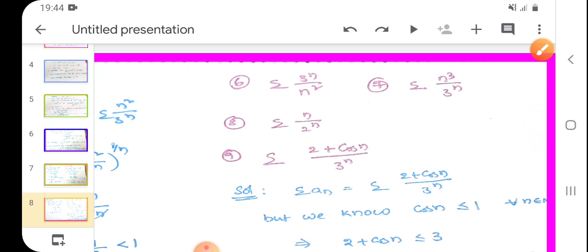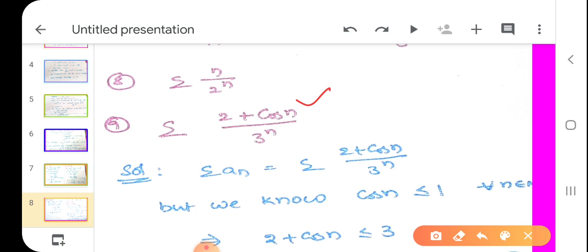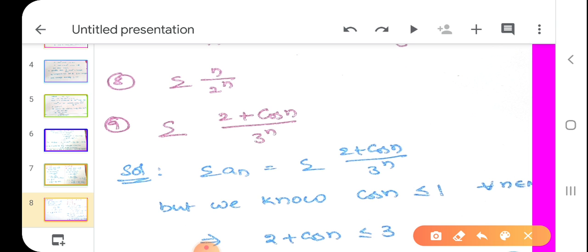Next, now see, what is the series here? Summation of (2 plus cos n) by 3^n. In a previous video we already did a problem with cos squared. What is the value of cos in trigonometry? The value of cos x always lies between -1 and 1: minus 1 less than or equal to cos x less than or equal to 1. Already we know this, but I take only the upper bound: cos x less than or equal to 1. So see here.